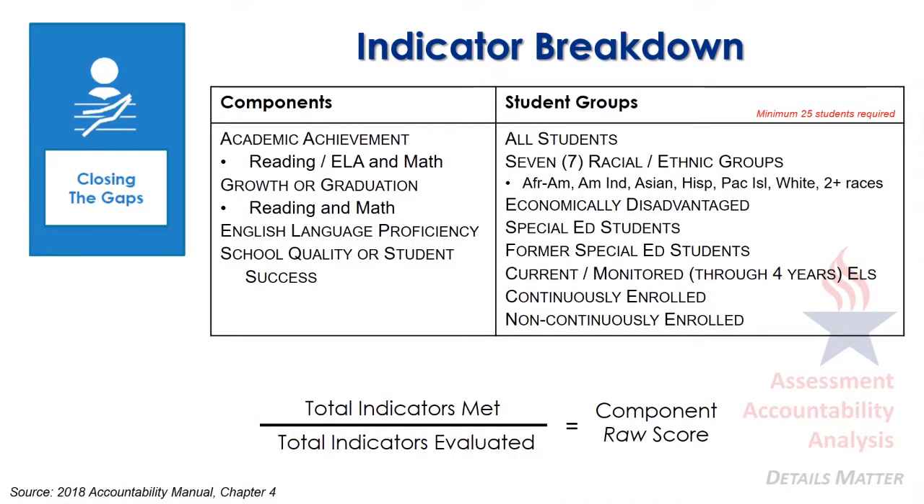Finally, we come to the Closing the Gaps domain, which includes portions of the previous accountability system merged with mandates from the U.S. Department of Education. Closing the Gaps examines performance data in 4 different components across up to 14 different student groups, as shown on this table. In total, up to 84 possible indicators, each with its own target, could be examined. Those indicators are distributed according to the 4 components, and each component raw score is the indicators met as a percentage of the indicators evaluated.